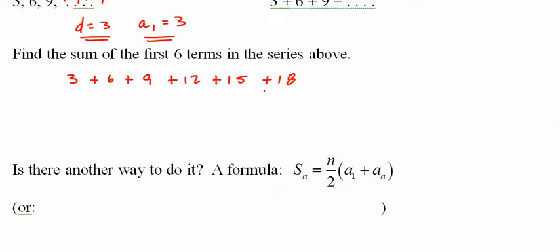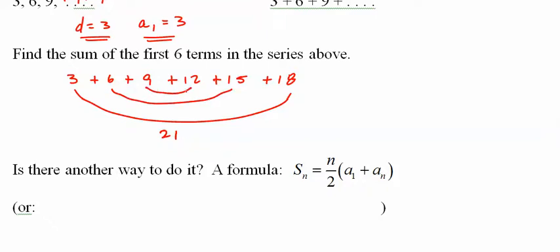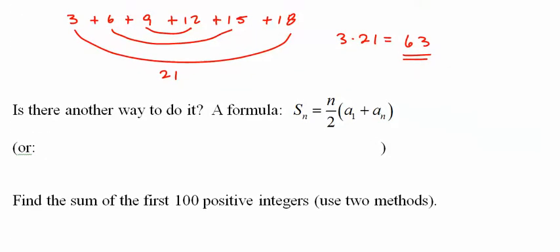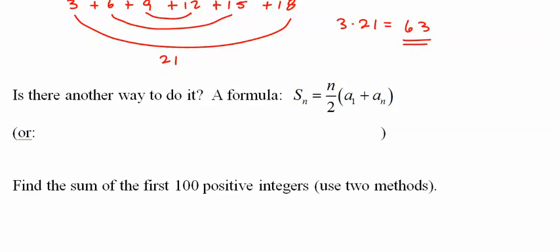Usually at this point, people just start adding them. But I point something out: if you add the first and last one, you get 21. If you add the 6 and the 15, you get 21. And the 9 and 12 get 21. You end up with 3 21s, which is just 63. Simple enough.